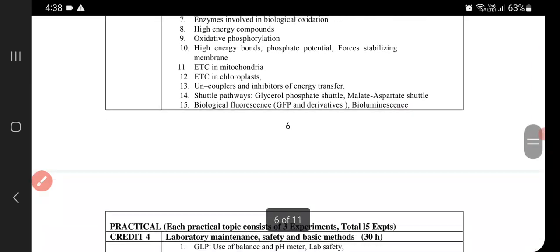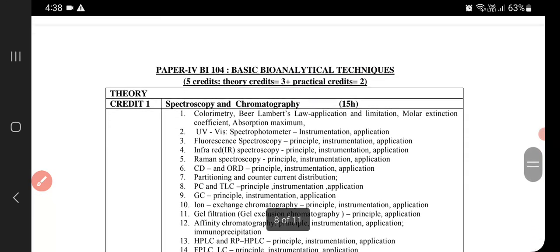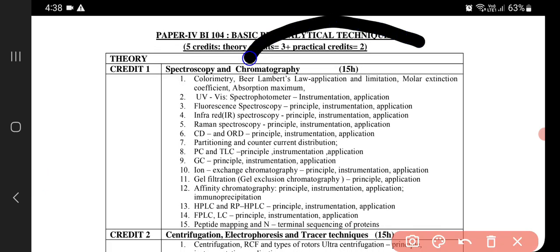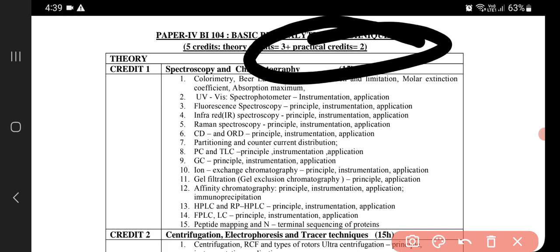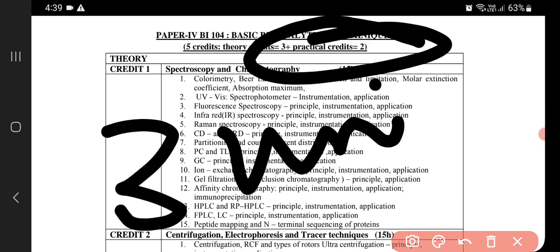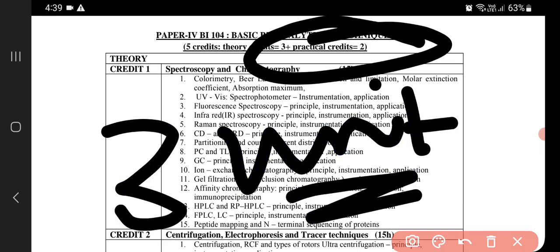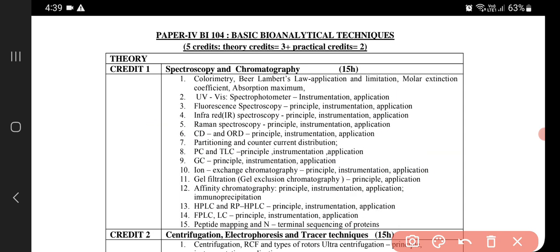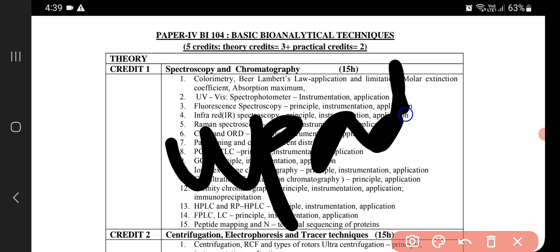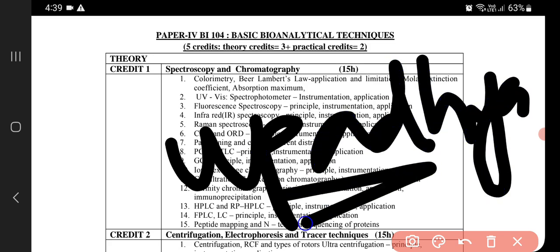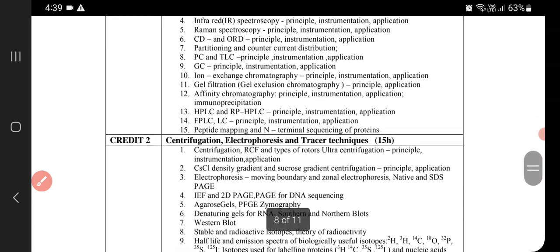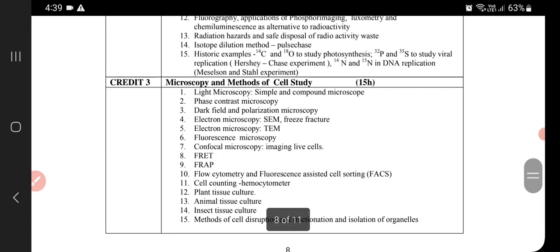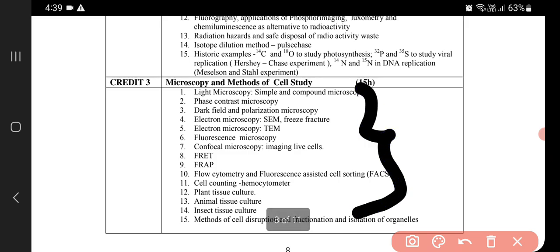Okay, and for 104, it is based on bioanalytical techniques. For all 3 units, or credits, you need to refer to the bioanalytical techniques book by Upadhyay. Upadhyay is a book you need to refer for all these 3 chapters. It is completely covered in that book, but credit 3 you won't get from there.